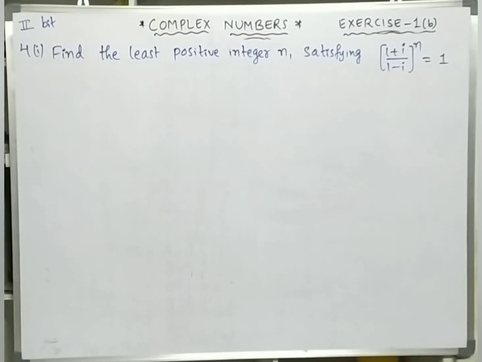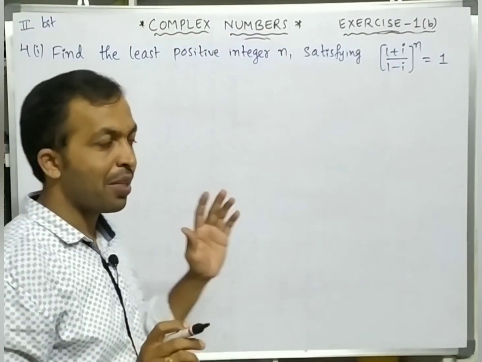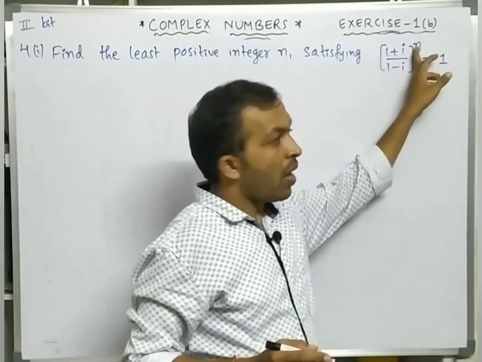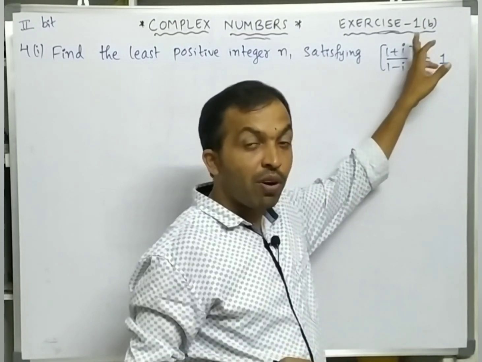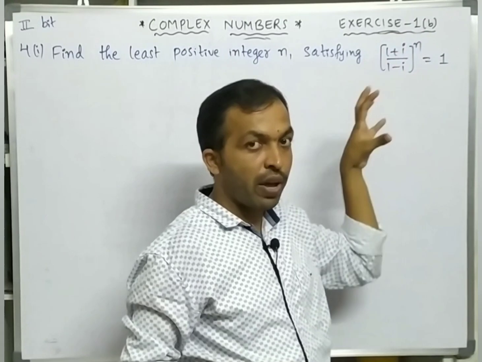Find the least positive integer n satisfying ((1 plus i) by (1 minus i)) whole power n is equal to 1. So here we have to find the least positive integer value of n, for what value of n the answer should be 1. Okay, so we have to find.